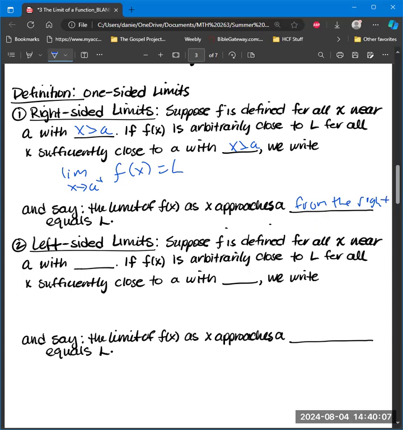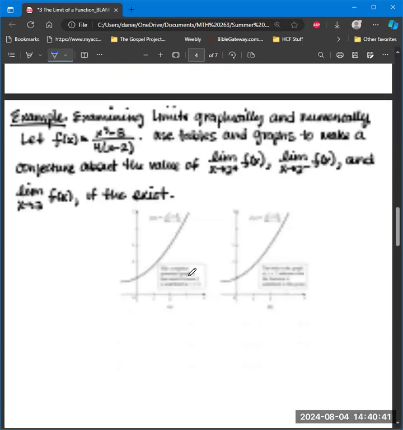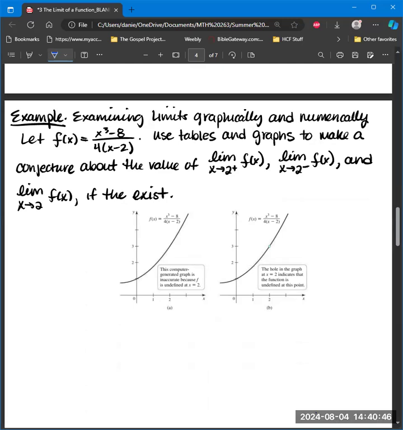Equals L. For left-sided limits, suppose f is defined for all x near a with x less than a. If f of x is arbitrarily close to L for all x sufficiently close to a with x less than a, we write the limit as x approaches a from the left of f of x equals L. And for the limit to exist, the limit from the left has to equal the limit from the right.